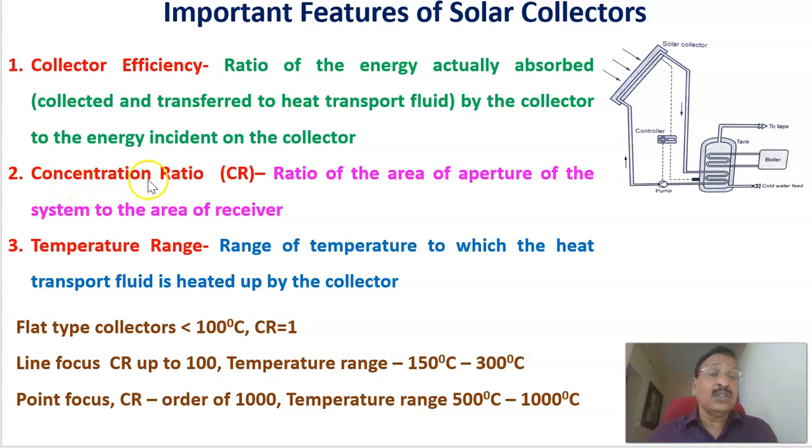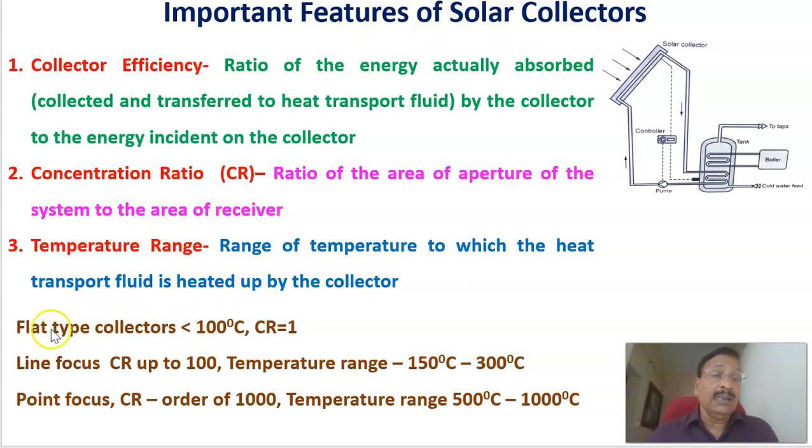The second one we call the concentration ratio, CR, the ratio of the area of the aperture of the system to the area of the receiver. That is called the CR, concentration ratio. The third one is called the temperature range: the range of temperature to which the heat transport fluid is heated up by the collector. How much temperature range is there? That's called the temperature range. Therefore, these are the three specifications of solar collectors: collector efficiency, concentration ratio, and temperature range.